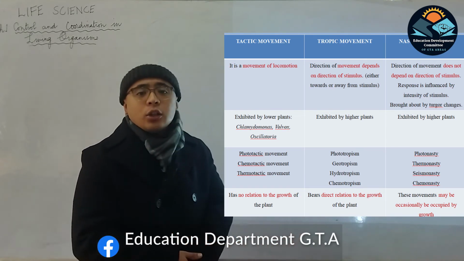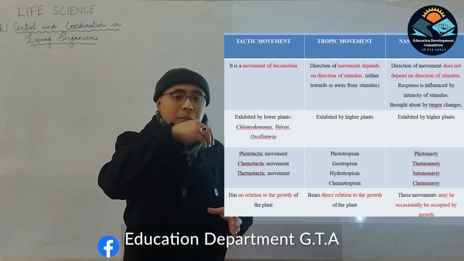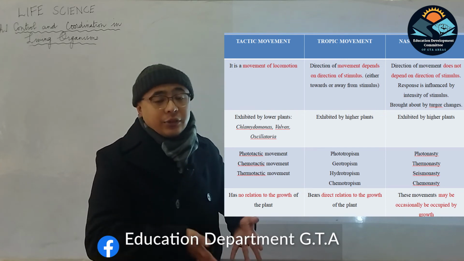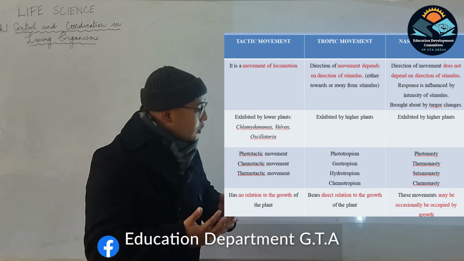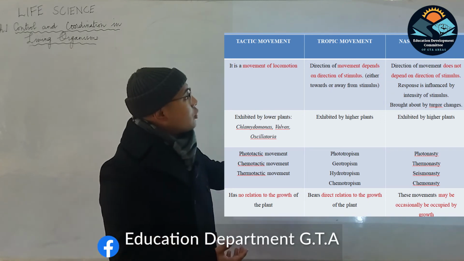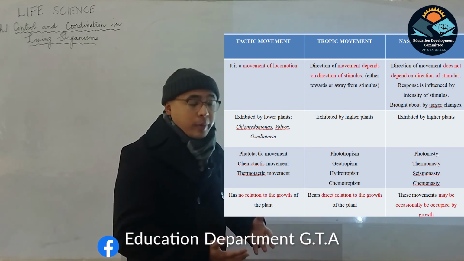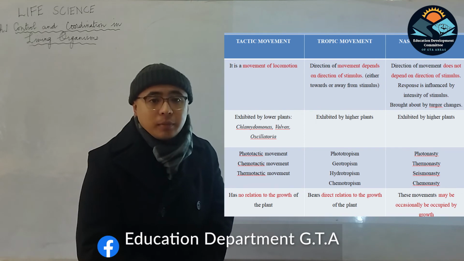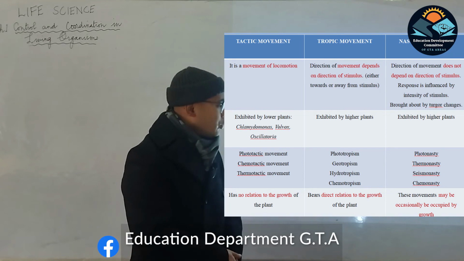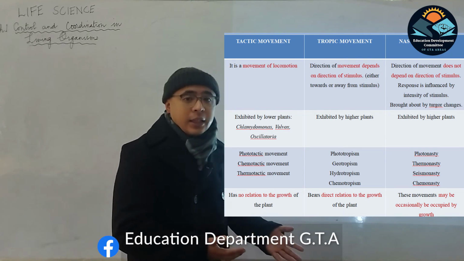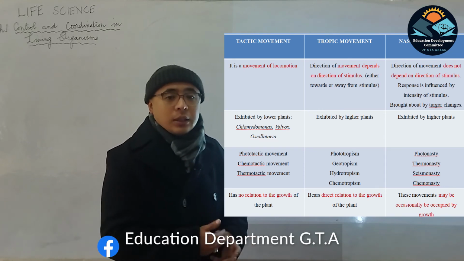So there we can say the pollen tube exhibits positive chemotropism because it moves towards the chemicals, and by doing so eventually it reaches the ovary of the flower. And one of the most important points regarding tropic movement is that tropic movement bears direct relation to the growth of the plant. It directly influences how the plant will grow, which means to say that this movement brings about the growth of the plant.